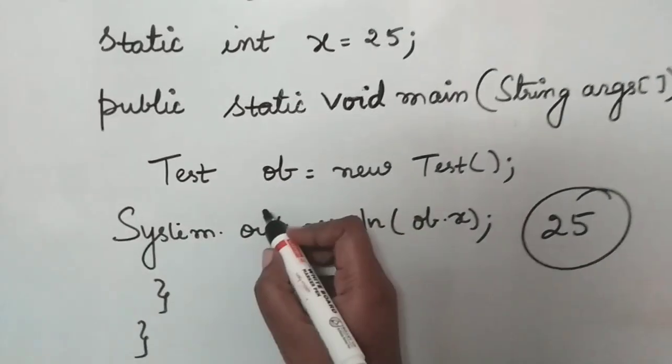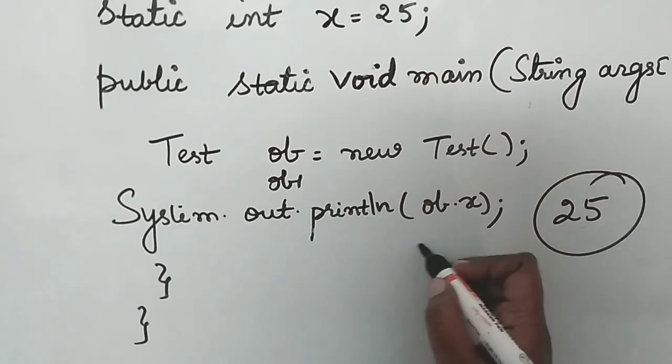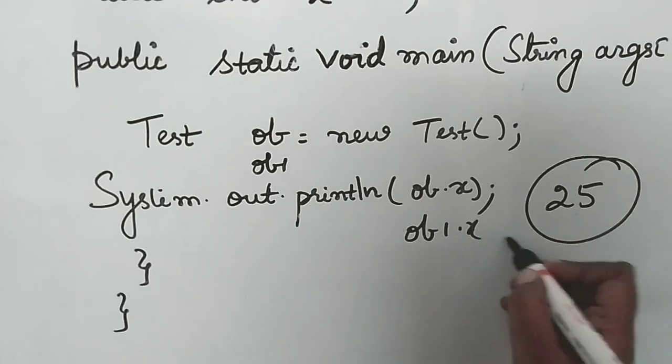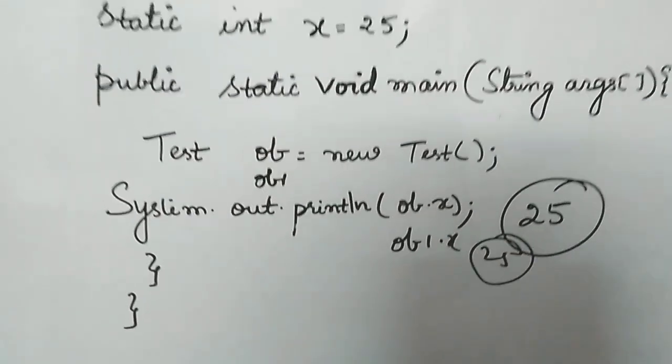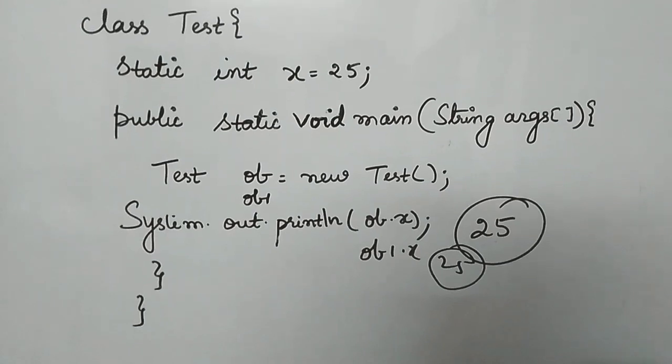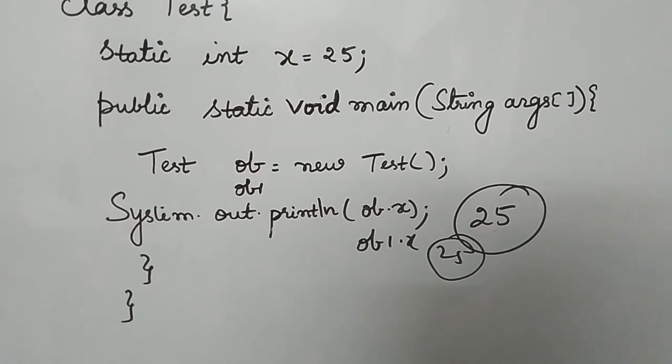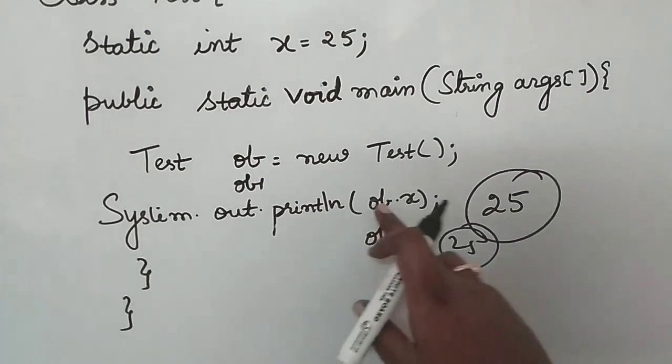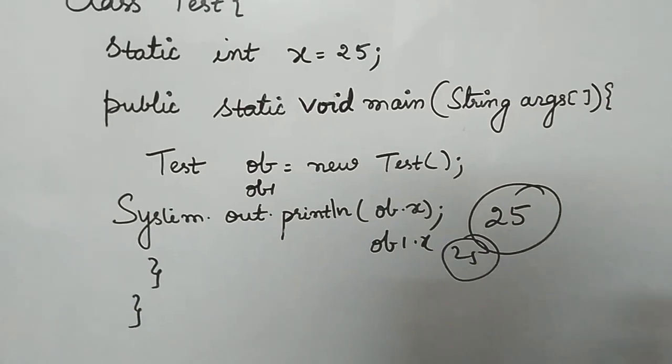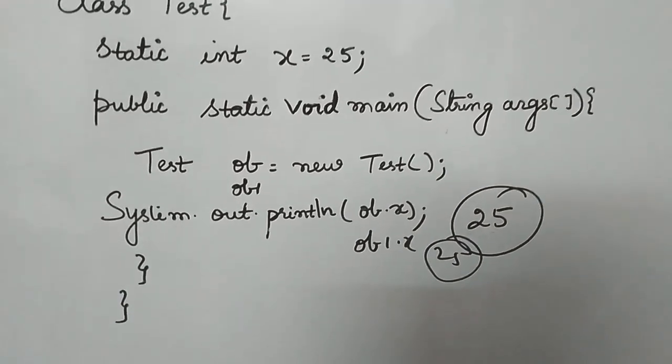In case I create another object OB1 and try to print OB1.x, again the answer will be 25. So you can also access them through the object reference. You can also say object reference.x. Even if it is a static member, you can access it with an object.